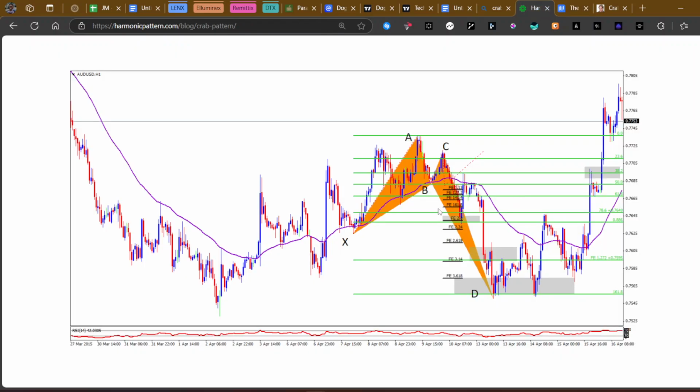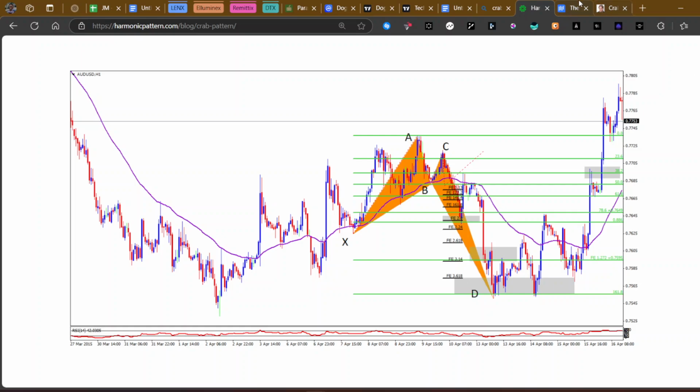Okay, this is another example, right? After you have spotted the XA leg and you look for the retracements A to B and B to C, then if the retracements align with the Fibonacci ratios that we talked about, you might be looking at the crab pattern, and then just ensure that the D leg, the CD leg completes. All right, the price should hit the Fibonacci extension levels, typically around 1.618, or that is 161.8% to 261.8% of the XA leg.